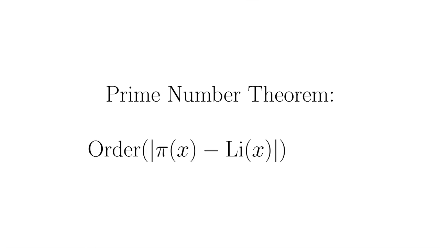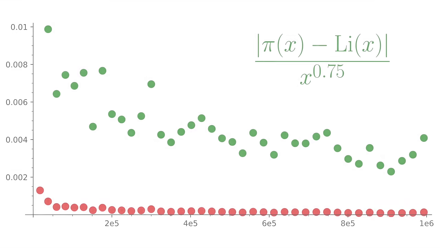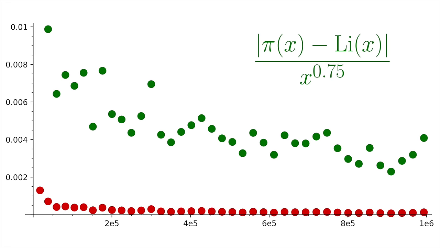On the other hand, you can think of the prime number theorem as saying that the order of the error is less than x to the first. Again, because the limit of that ratio is zero. And if you go back to this graph where I showed you the ratio with x to the 0.75, then what we conjectured from that was that the order of the error was less than x to the 0.75. In other words, the error should grow slower than x to the 0.75 power.